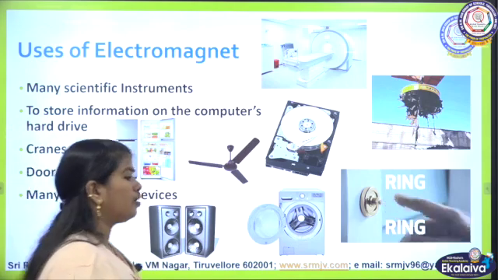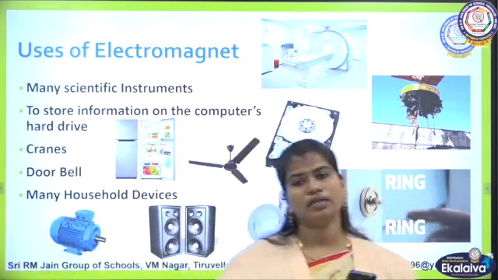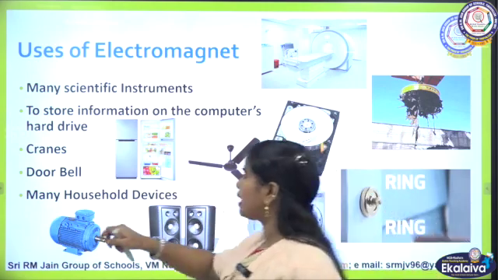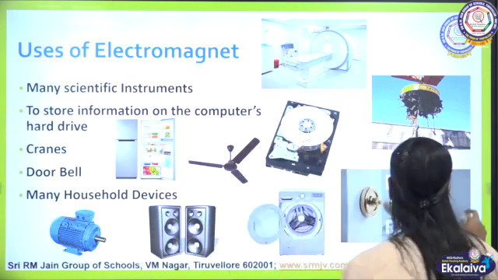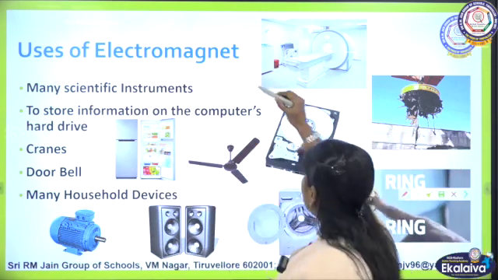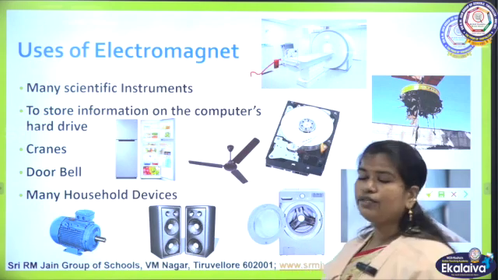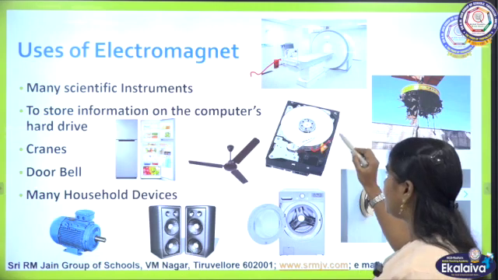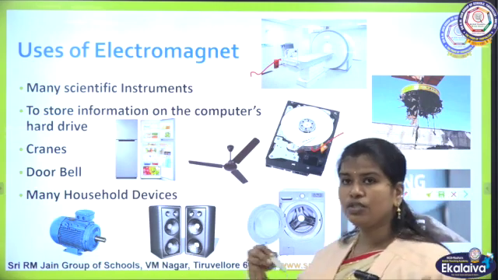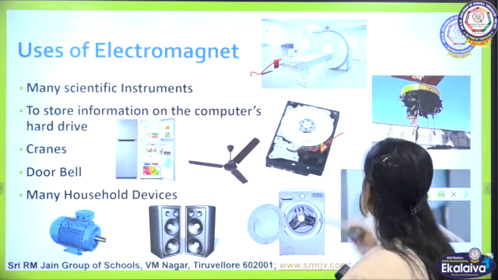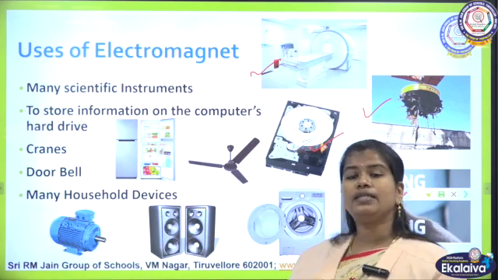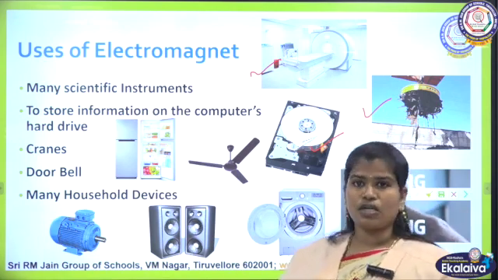Now we will discuss the uses of electromagnets. The very first use: they are used in many scientific instruments like MRI scans, and also to store information on a computer's hard drive. They are also used in cranes to lift heavy objects and to separate steel from junk.